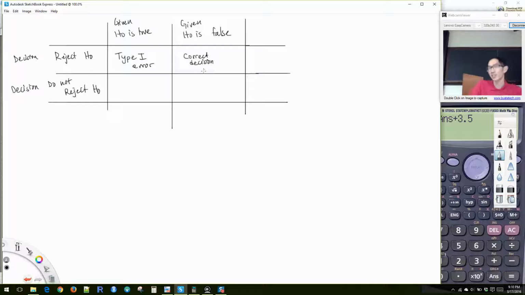If the null hypothesis is false and we reject it, that's a good thing. Given the null hypothesis is true and we do not reject the null, what is this? Correct. This is correct. And given that the null hypothesis is false and we do not reject it, this is a type 2 error.